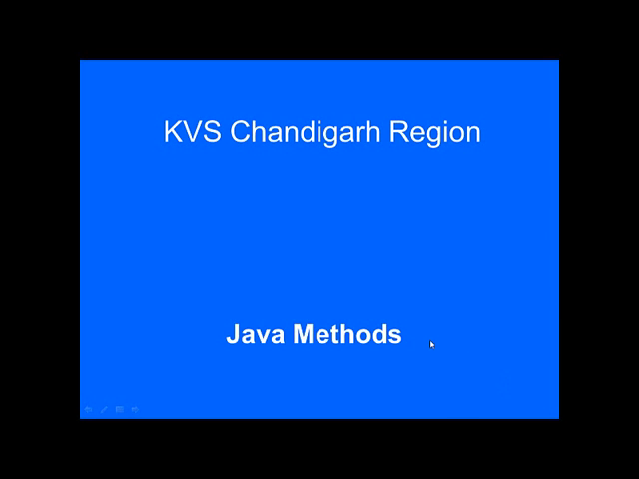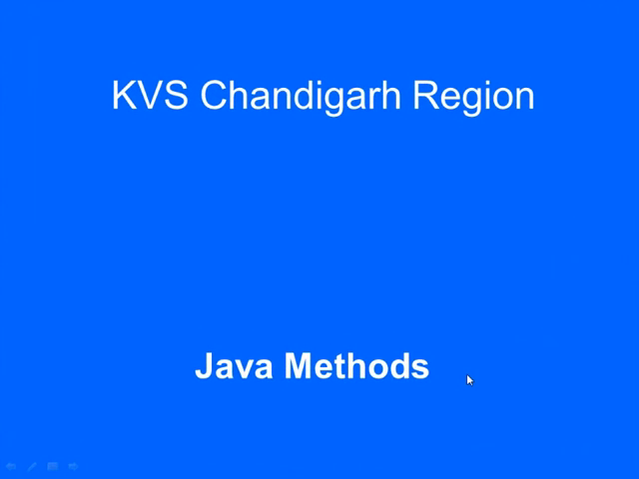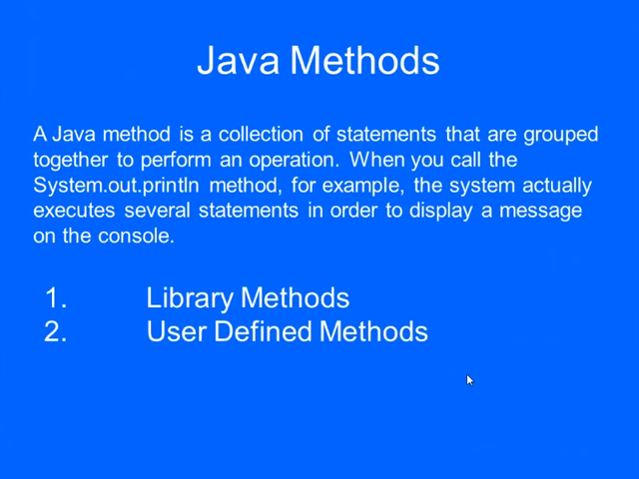Now let us discuss the Java methods. A Java method is a collection of statements that are grouped together to perform an operation or a particular task. When you call the system.out.println method, for example, the system actually executes several statements in order to display a message on the console.